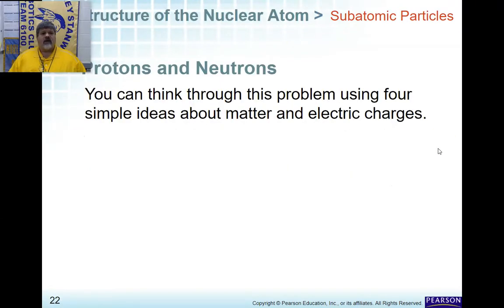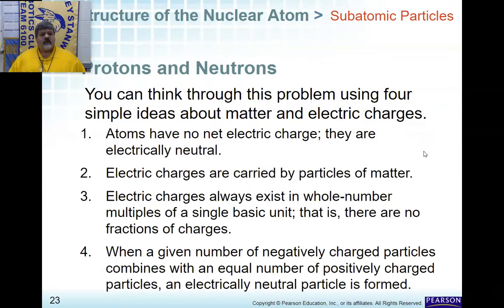Okay, protons and neutrons. When you think through the problem, we use 4 simple ideas about matter and electrical charges. Atoms have no net electric charge. They're electrically neutral. Electric charges are carried by particles of matter. Electric charges always exist in whole number ratios, which means we can't have half a charge.